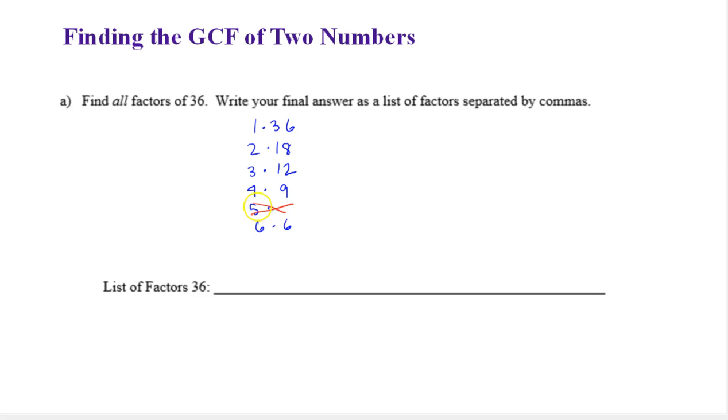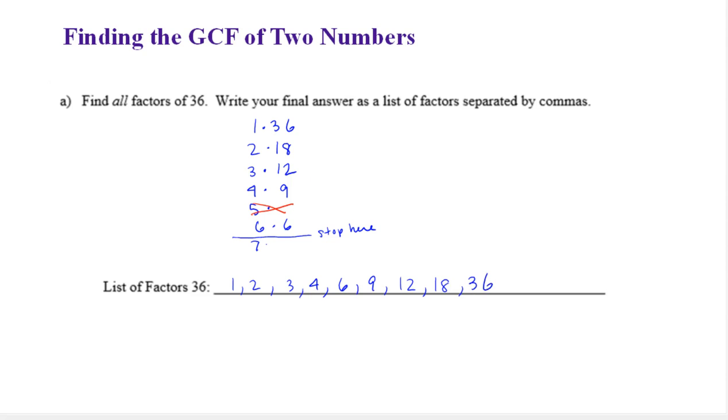And I actually know I don't have to go any further. If I went to 7, these numbers are exactly the same, so this number would be less than 6, so I know I can stop here. So let's list our factors. 1, 2, 3, 4, 6. We won't list 6 twice, even though it's twice there. 9, 12, 18, and 36.